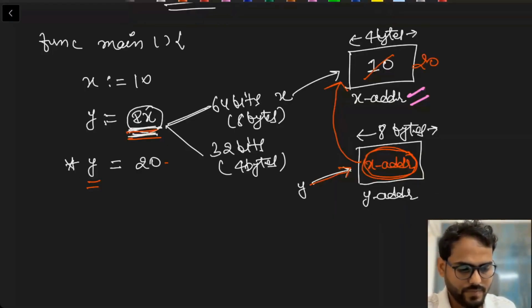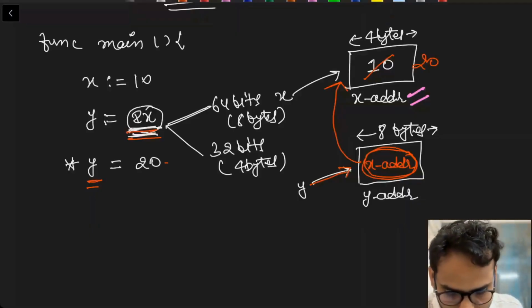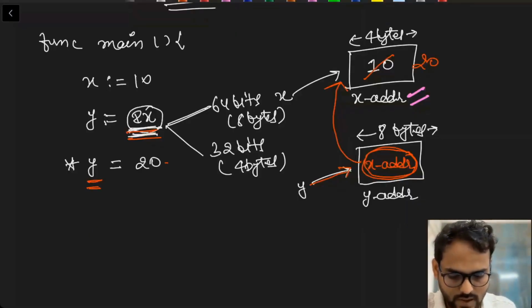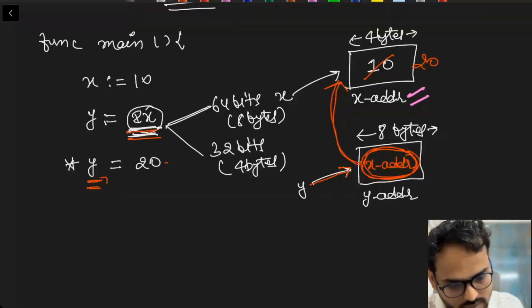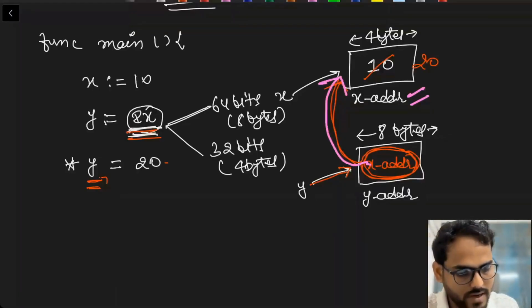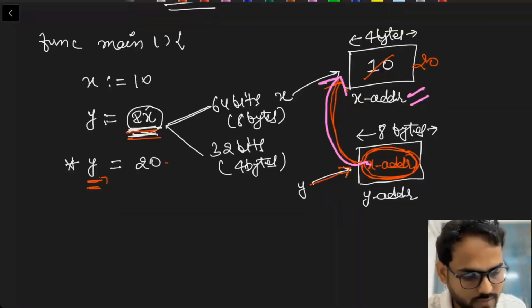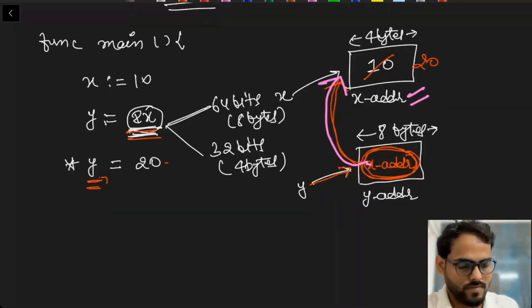Okay, let me explain it again. This *y basically tells go to the address contained in y and then update the value. The address contained in y is the x address. Go to that address and then update the value. That's why instead of 10, 20 will be written at this memory location.